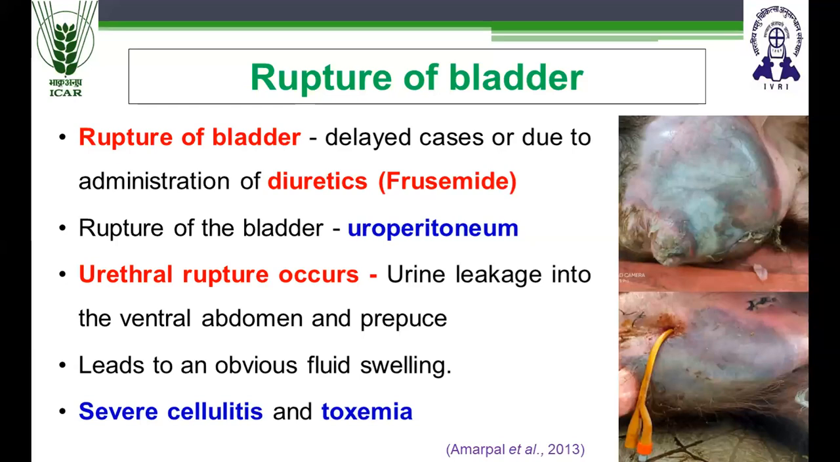If calculi accumulate so much in the urethra, urethra rupture will also occur in the subsequent days, and it will lead to urine leakage into the ventral abdomen and prepuce. So in this picture, you can see the urethra rupture, which is causing obvious fluid swelling, later leading to severe cellulitis and toxemia in these animals. So in these pictures, we can clearly depict the urethra rupture.